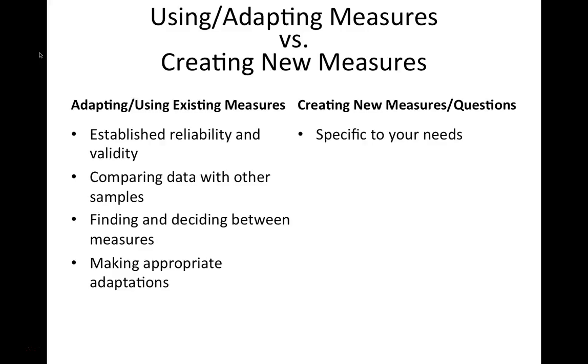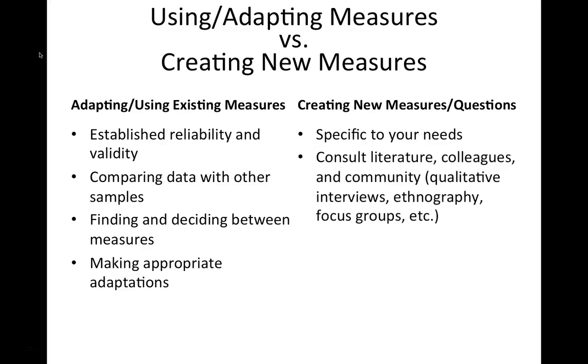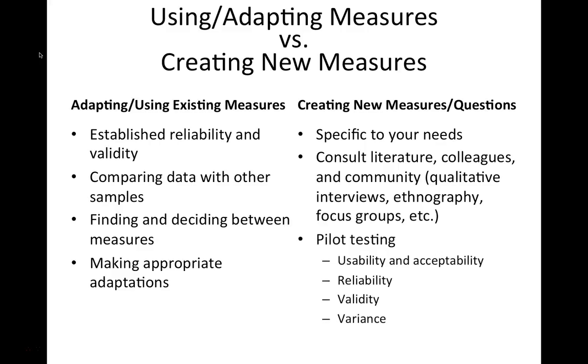And if we create new measures or questions, the bright side of those is that they're very specific to our needs. We typically want to consult the literature, colleagues, community members in doing that process, and do fairly extensive pilot testing for both usability and acceptability, reliability, validity, and variance. So we want to make sure that there is actually variability on responses to that question or to that measure so that it's actually useful.